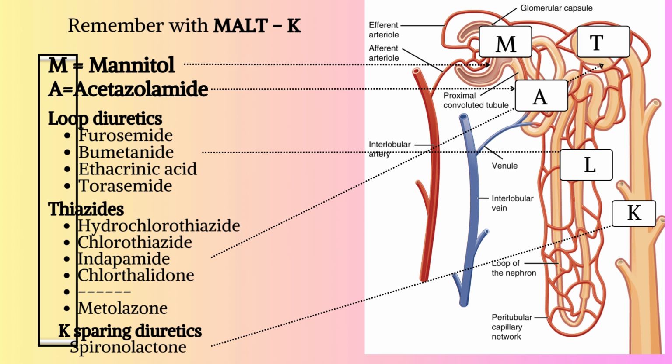The first one, M for mannitol, is a sugar alcohol and creates a strong osmotic gradient, pulling water out of surrounding tissues. It's used intravenously to lower intracranial pressure after head trauma. Its use requires frequent lab monitoring, so it's reserved for areas like the ICU.